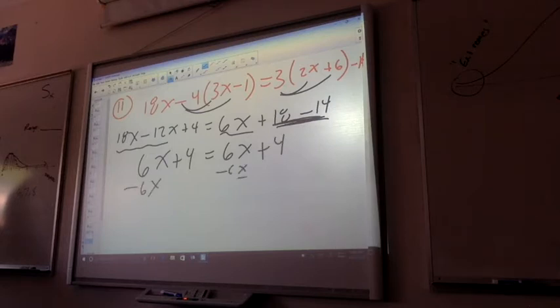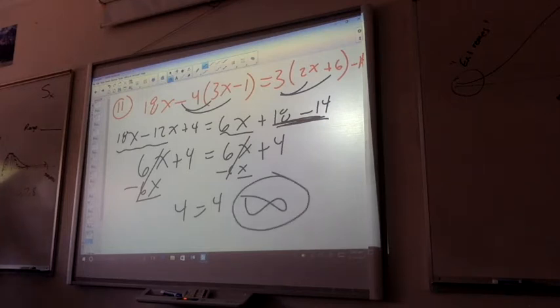Subtract 6x from both sides. Those cancel, so I get 4 equals 4. What does that mean? Infinite. It's true. So that's going to be infinite solutions. Infinite solutions.